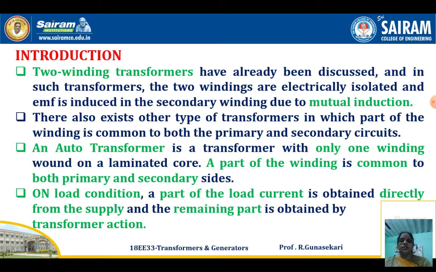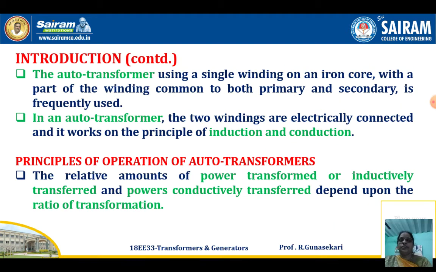But an autotransformer is an electrical transformer with only one winding wound on the laminated core. A part of the winding is common to both primary and secondary side. On load conditions, a part of the load current is obtained directly from the power supply and the remaining part is obtained by the transformer action. The autotransformer using a single winding on an iron core, with a part of the winding common to both primary and secondary, is frequently used.